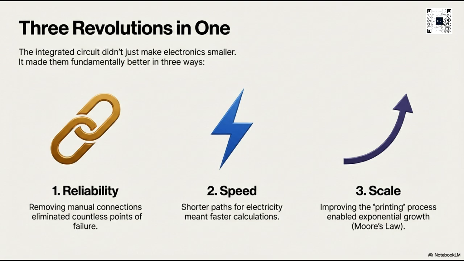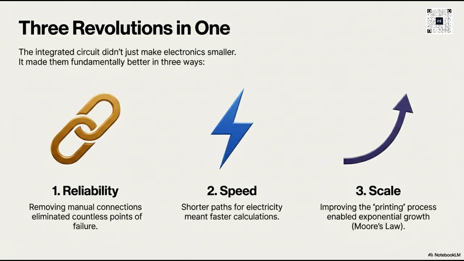The second was speed. Higher speed. Because everything is so tiny and so close together on a chip, the electrical signals have almost no distance to travel. That cut down signal delay and boosted calculation speeds exponentially. And the third effect, the one that really drives our world today, scaling. Scaling. This is the magic of it all.